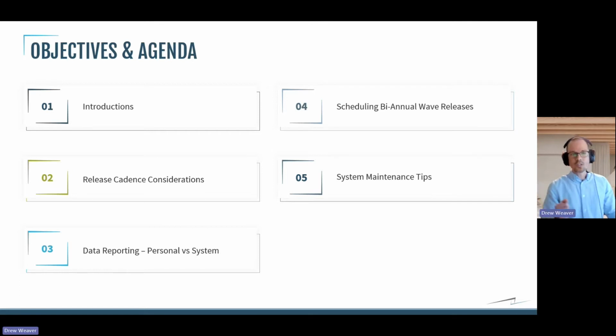We'll go through introductions in a bit here, but a couple of points I wanted to hit on during this session are release cadence considerations post go live. Data reporting, we'll be looking at this from a personal versus system standpoint. When would you use one or the other? Scheduling the biannual wave releases from Microsoft, and then some system maintenance tips that will be helpful both immediately after go live and then down the road as you get more information in your system.